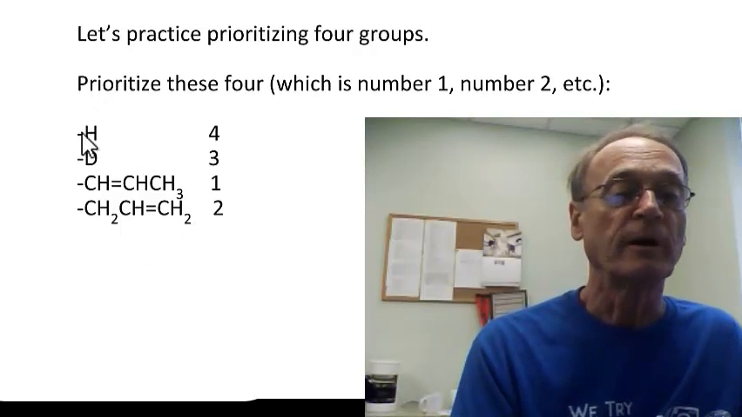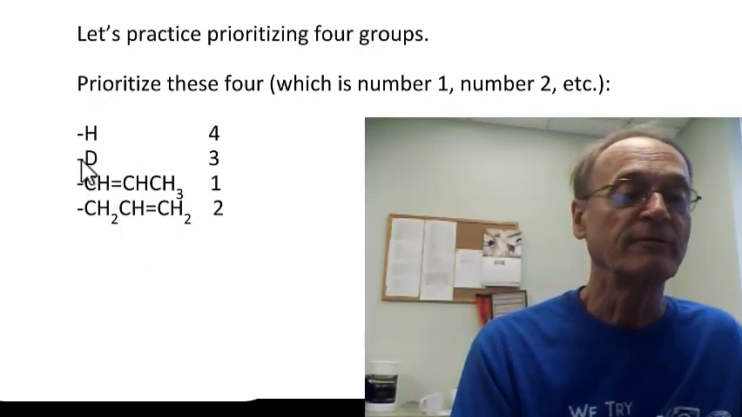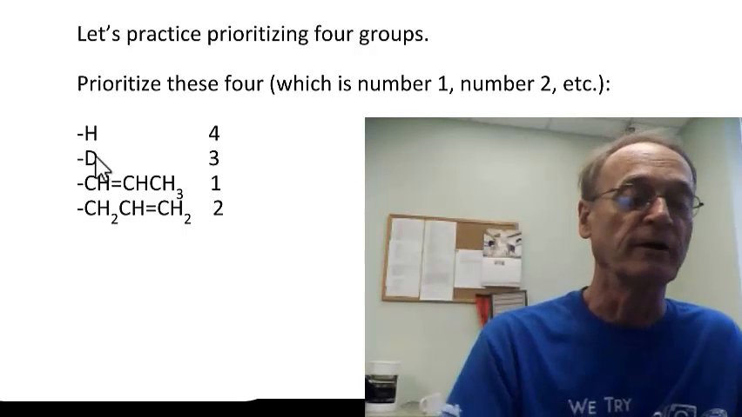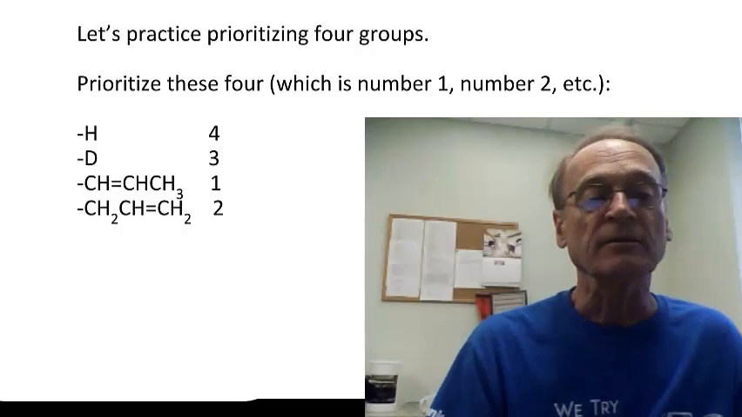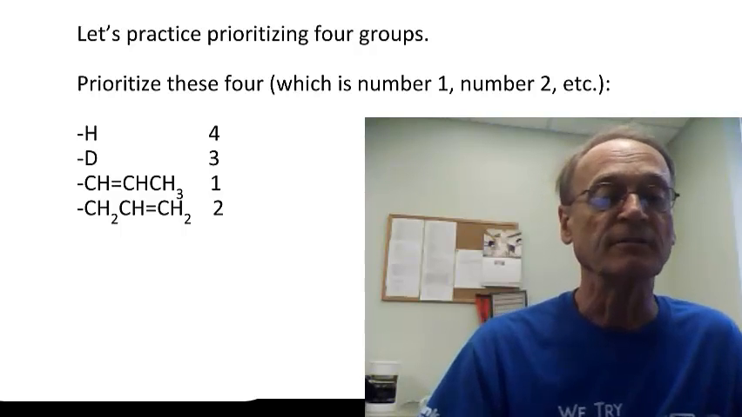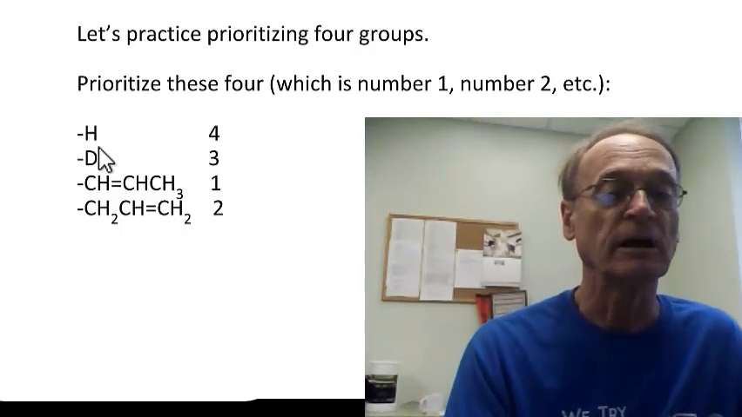Okay, the lowest priority again is the hydrogen. In this case, we have a deuterium. That's the isotope of hydrogen I was mentioning before. It has an extra neutron in its nucleus, so it's a little bit heavier. Still just hydrogen, but its weight is heavier, so it's number 3, the third highest priority.